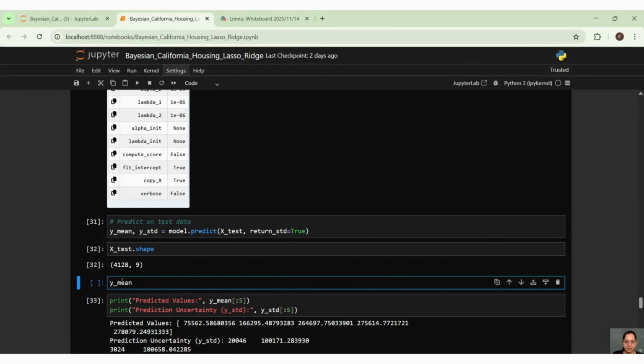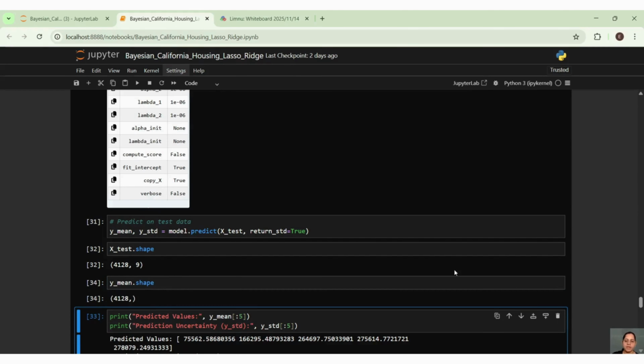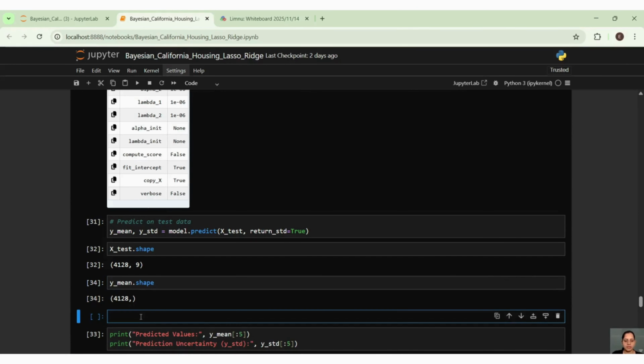However, I dot shape. Let me just see. Yeah. And let's see one more. Y underscore std dot shape.